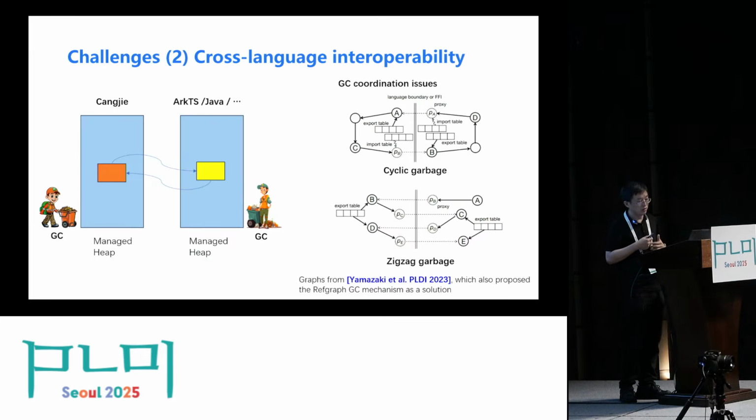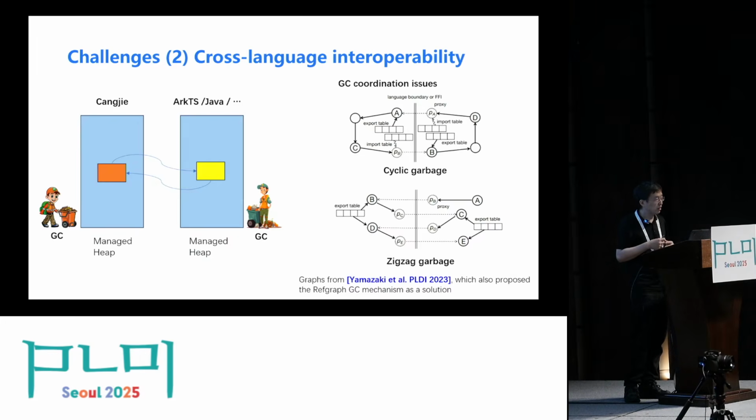So this causes memory leak. The second issue is that although there are no cycles, if we have a long list of nodes which go across the language boundary, it will take multiple rounds of GC on both sides to finally collect them. So it will slow down the memory collection. So this paper also proposed a nice mechanism called RefGraph GC, which seems to be a nice solution for this problem.